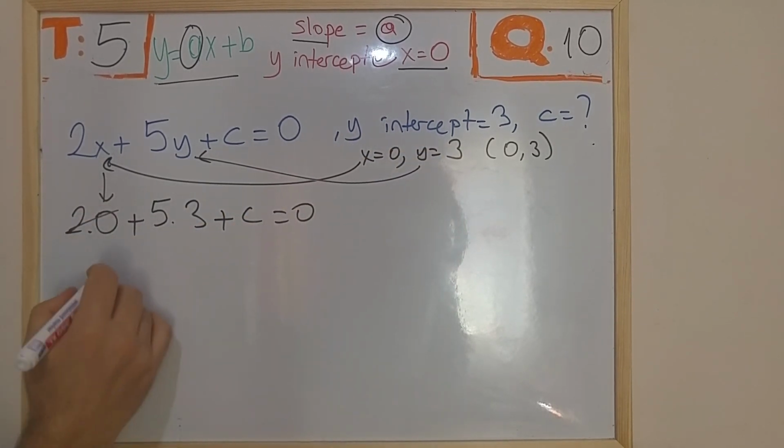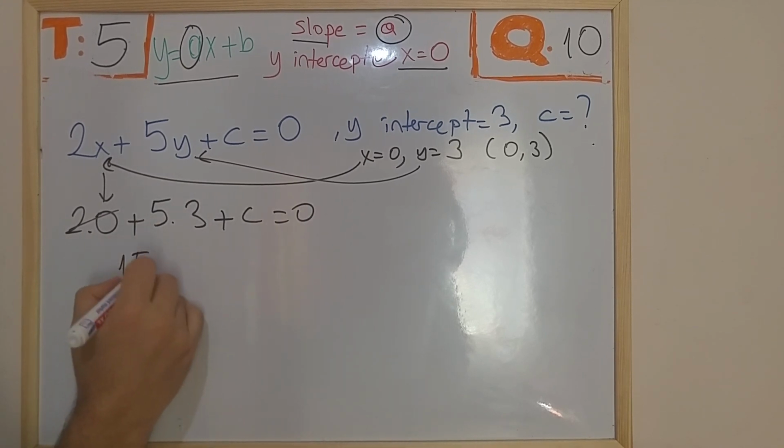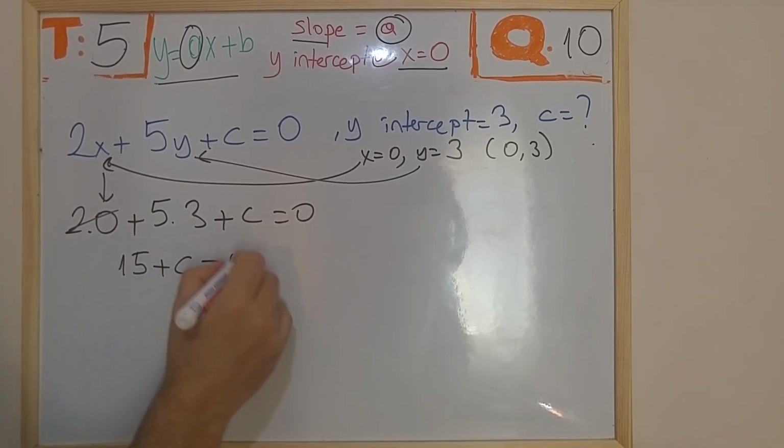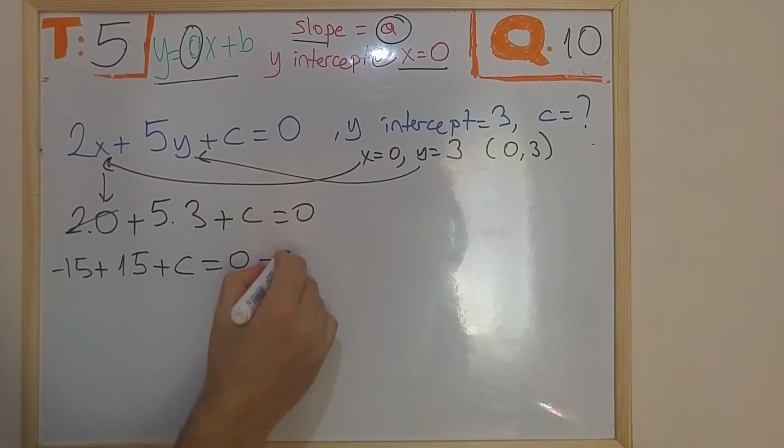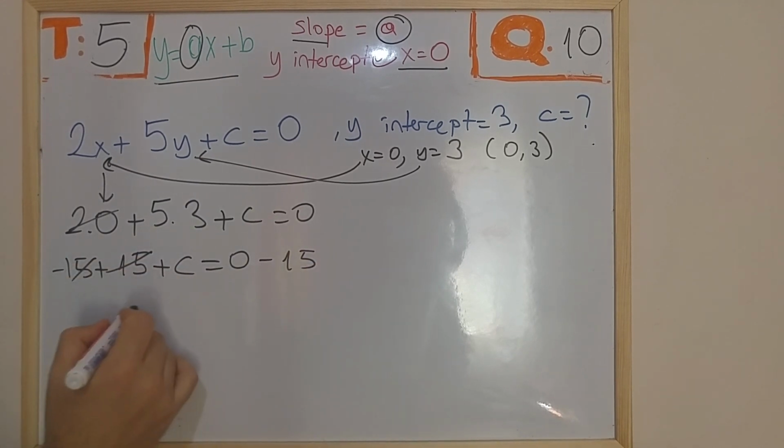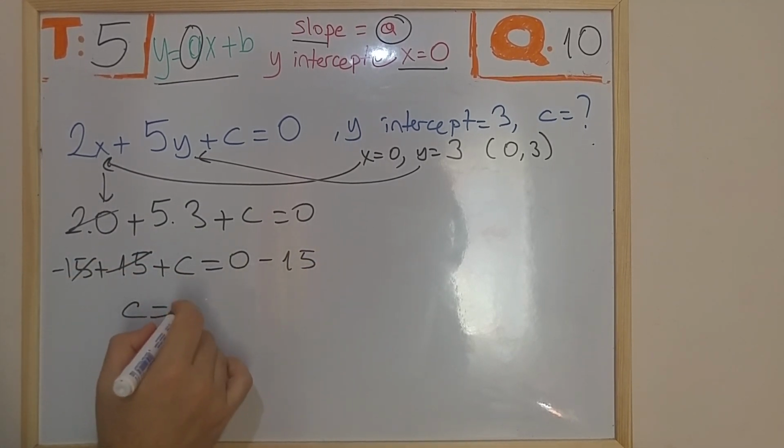So that we have 0 here. 5 times 3 is equal to 15, plus c is equal to 0. Therefore, to get rid of this 15, we subtract 15 from each side, so that we get c = 0 - 15, or -15, as our answer.